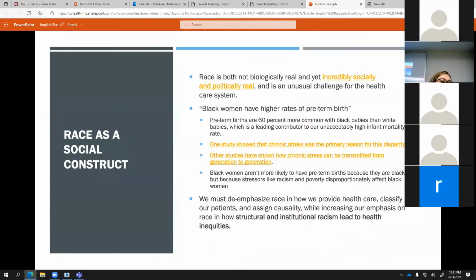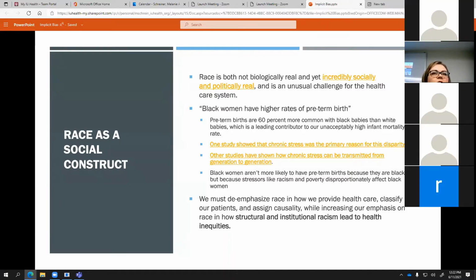So going further into this concept, race is both not biologically real from a genetic perspective, and yet it's an incredibly socially and politically real system that we've created. And because of that, we are definitely experiencing the reality of race in our job as a healthcare team or system. One really great example of how this social construct can play out is the idea that Black women have higher rates of preterm births.